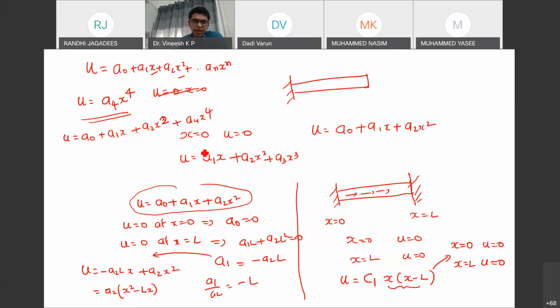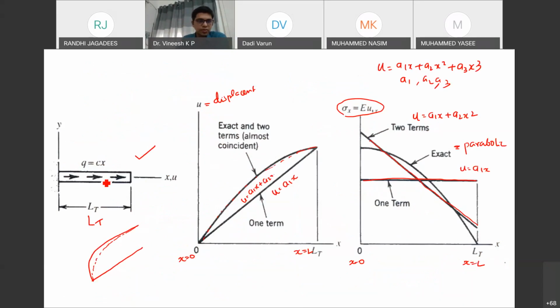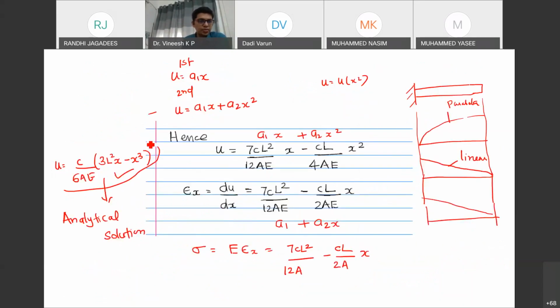What is the problem here? If I skip some of the terms, even if, let's say, it is satisfying the boundary condition, you understand that the variation in the exact solution is cubical. The exact solution is a polynomial function of x minus x cube. If I take u is equal to a4 x raised to 4 only, I may not get the exact solution, because the exact solution has x minus x cube.